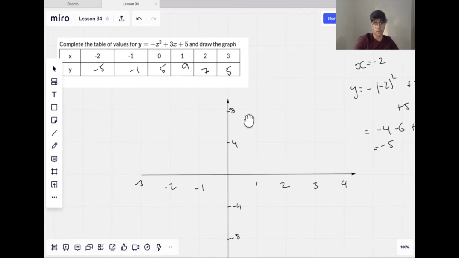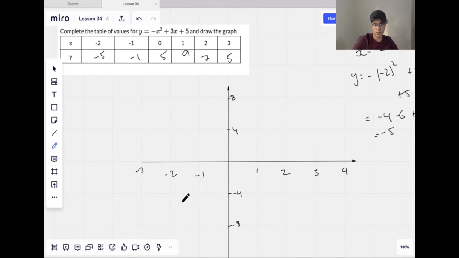So we can try plotting this. Minus 2 is minus 5, so that comes to somewhere here. Minus 1 is minus 1, so that's roughly there. It isn't the best graph paper. A lot of the time in exam conditions, they'll give you graph paper with more of these lines, so it's easier to mark up. But at 0, that becomes 5. 1 is 9. And 2 is 7. And then 3 is 5.